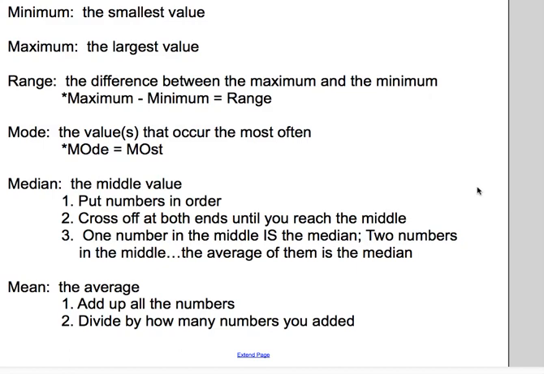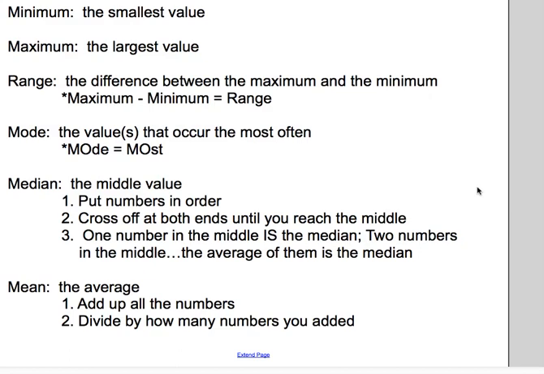The median is the middle value. Think of that M-D, median, middle. Okay, median is the middle value. That is the one where you put the numbers in order, usually from smallest to largest, but it can be largest to smallest. Put the numbers in order, then cross off at both ends until you reach the middle. Now, if you get to the middle, after crossing off at both ends, and you have only one number in the middle, then that number is the median.